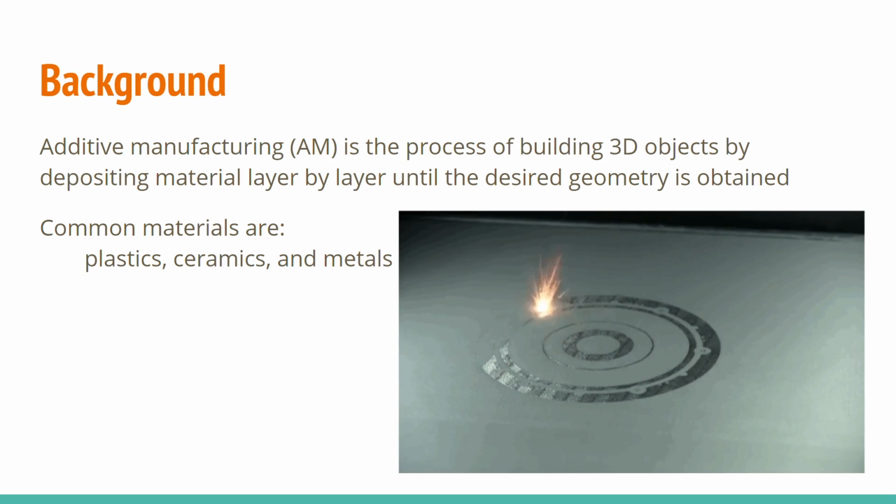Additive manufacturing is the process of building a 3D object by depositing material, layer by layer, until a desired geometry is obtained. The process is typically done using computer-controlled machinery to precisely deposit material. Some common materials are plastic, ceramics, and metals.